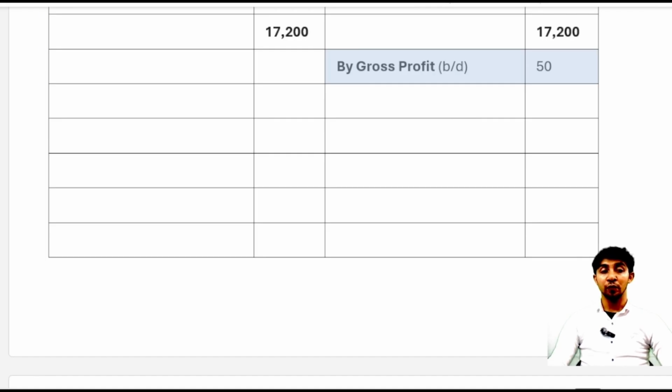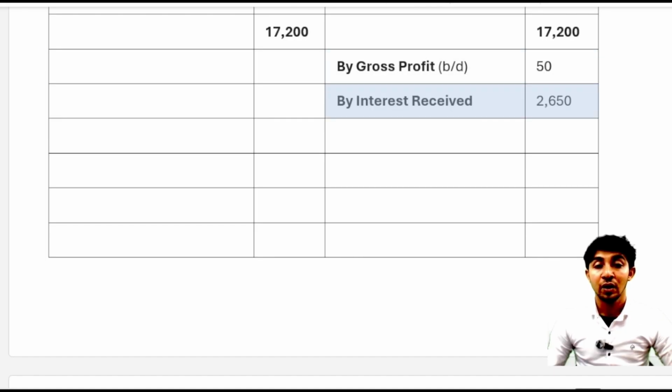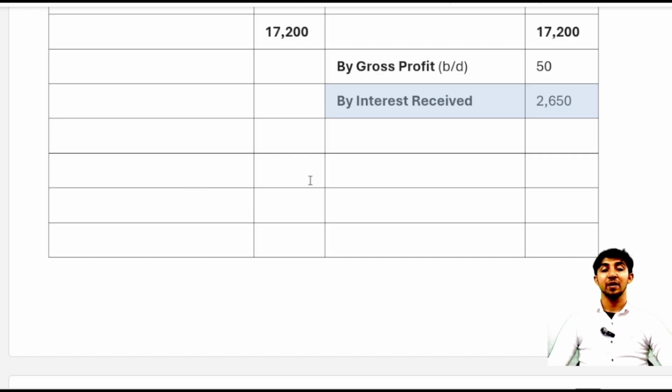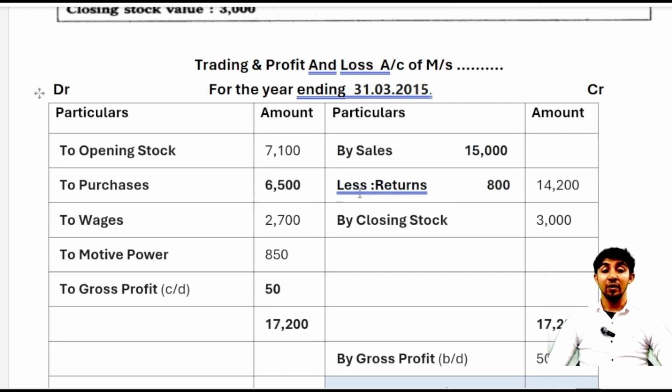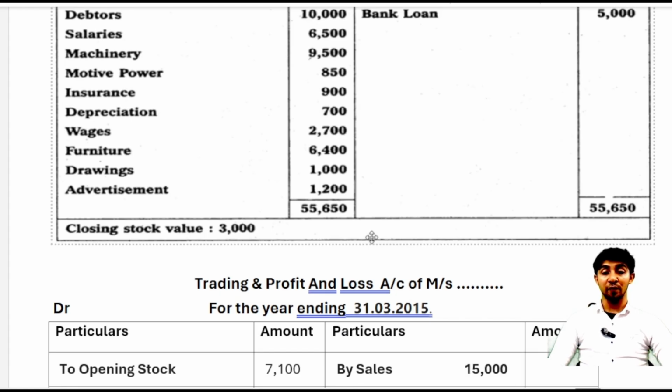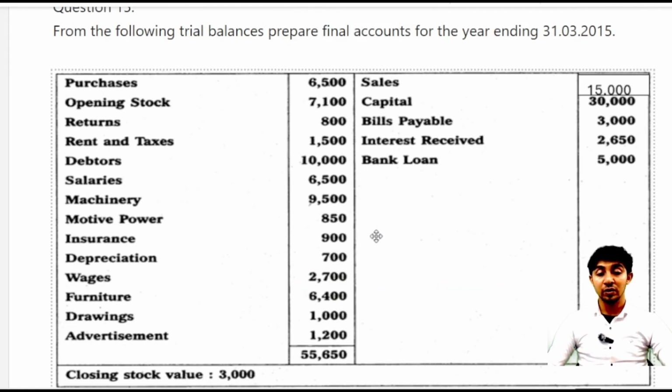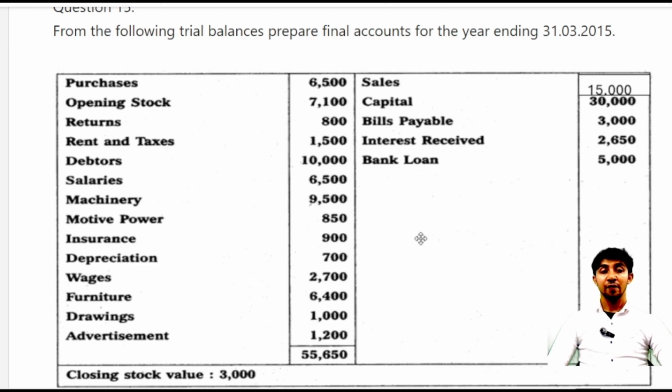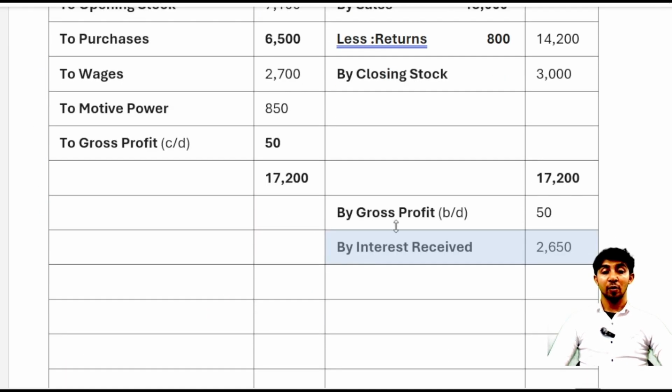What we need to do, we'll move towards the credit side of profit and loss account and we'll write interest received, that is 2,650. Then after this we'll move towards the debit side of profit and loss account. In the profit and loss account, the first item on the debit side is always salaries. So let us see for the salaries, that is 6,500. Now what will we do with 6,500? We will write it on the debit side of the profit and loss account.